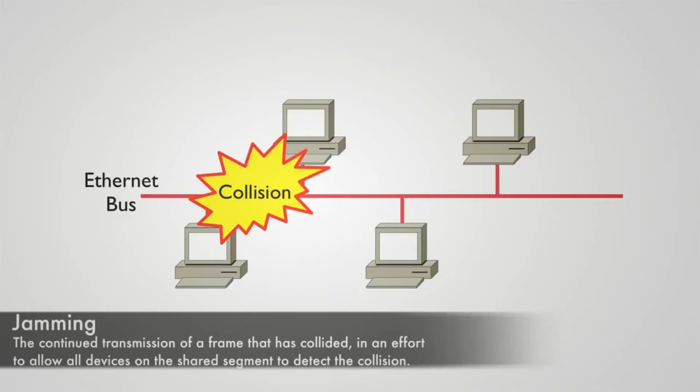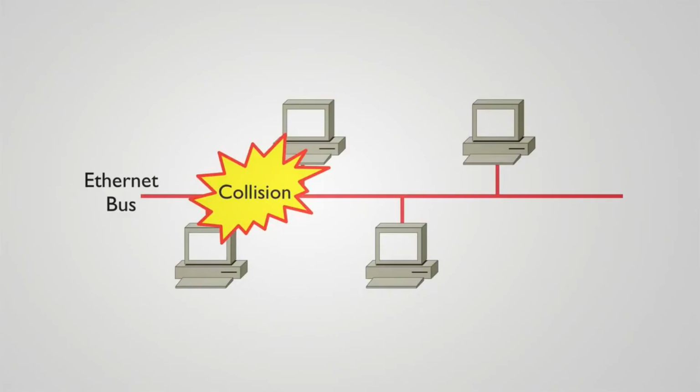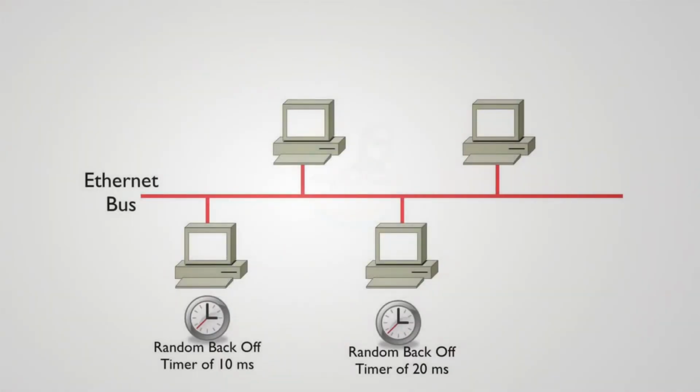And after the collision occurs, the devices that sent the colliding frames obviously need to retransmit those frames, but they don't want a collision to happen again. So what they will do, they will independently set a random back-off timer. Just as an example, let's pretend that the device on the bottom left set a random back-off timer of 10 milliseconds, and the device on the bottom right set a random back-off timer of 20 milliseconds. And then, when they retransmit after these random amounts of time, they're less likely to collide again. That's the way that CSMA/CD can help support multiple devices on the same shared segment.